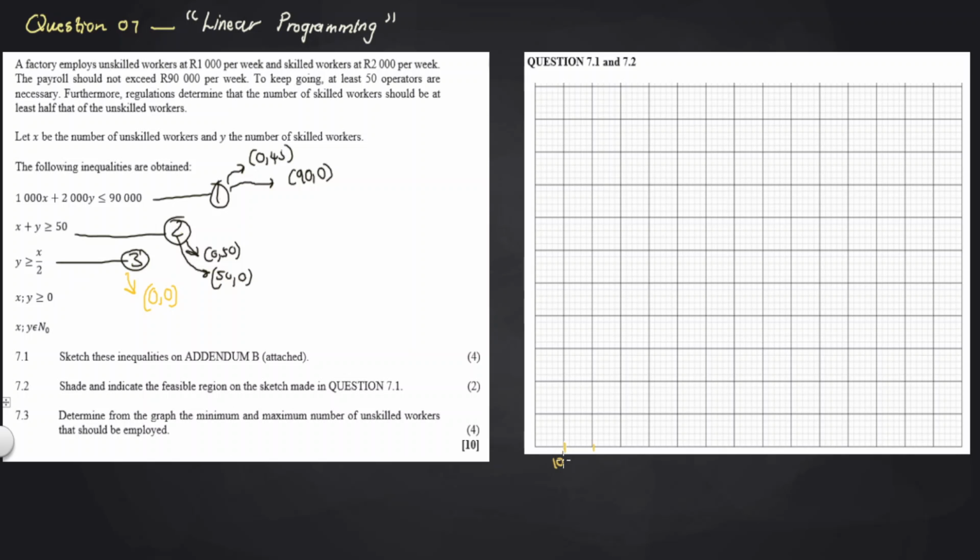I think it's gonna work. So it's 10, 20, 30, 40, 50, 60, 70, 80, 90, 100, 110, 120, 130, 140. And then here it's gonna be 10 as well. It's gonna be 10, 20, 30, 40, 50, 60, 70, 80, 90, 100.